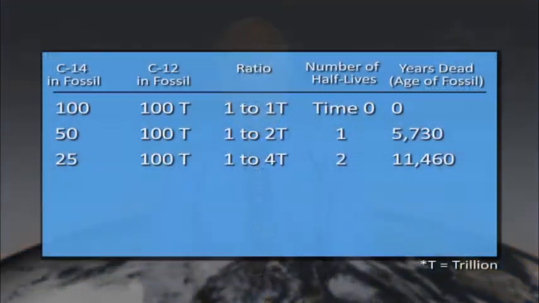Well, let's look at another one. Suppose we found a fossil that only had 25 carbon-14 atoms in it, and still again 100 trillion carbon-12 atoms. That would mean we have a ratio of 1 to 4 trillion, or 2 half-lives that have expired, which means that creature has been dead for 11,460 years.